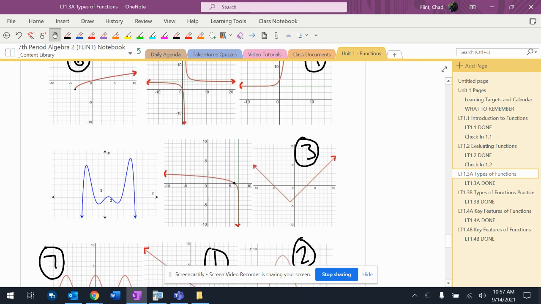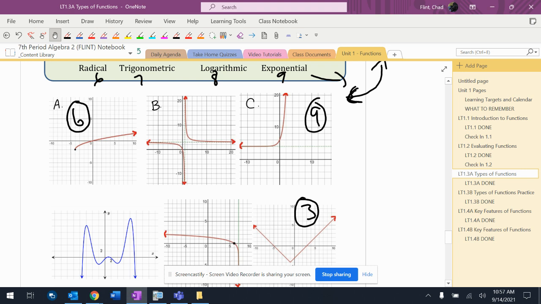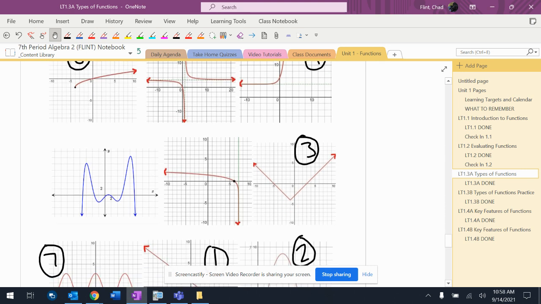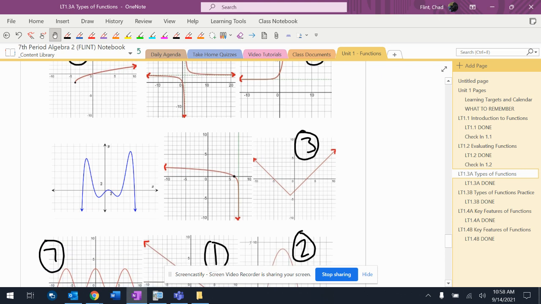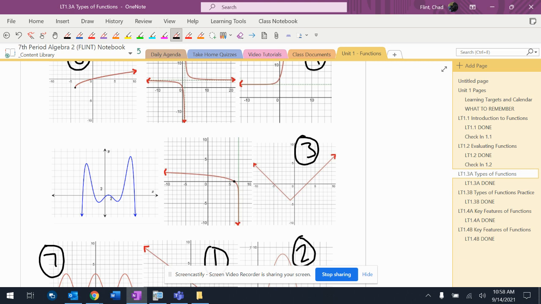So logarithmic, we haven't seen much yet, but I told you if you watched the other videos when we were talking about this stuff, that logarithmic is basically the inverse of exponential. So it should look like an exponential curve, but kind of on its side. So that's going to be this middle one right here. It's going to be logarithmic, which is number 8. So that's going to be logarithmic. I don't really need that thick of a pen right there. Which leaves me with these 2.